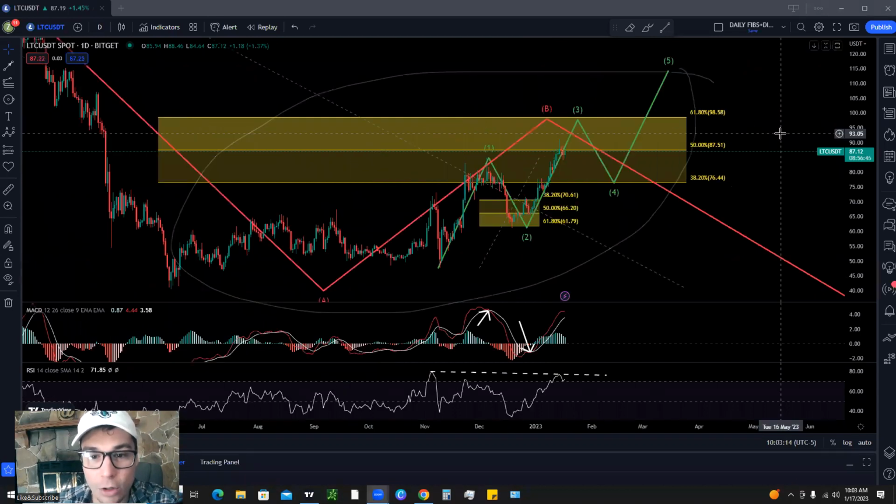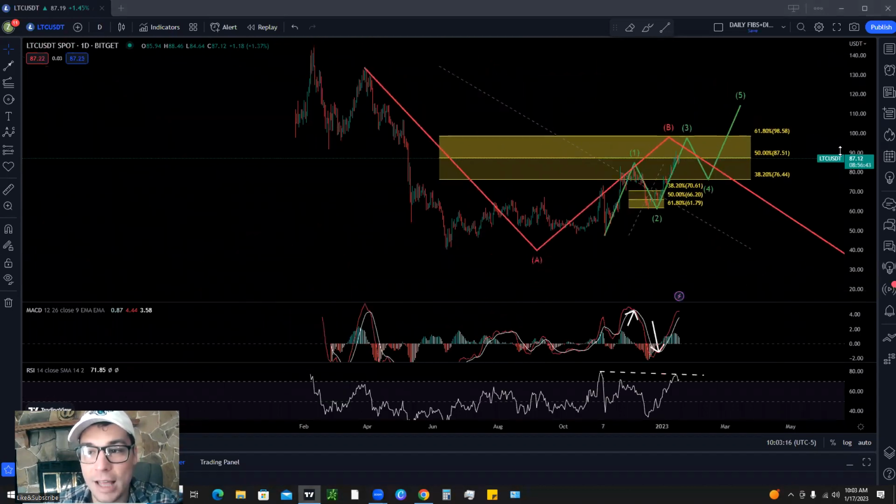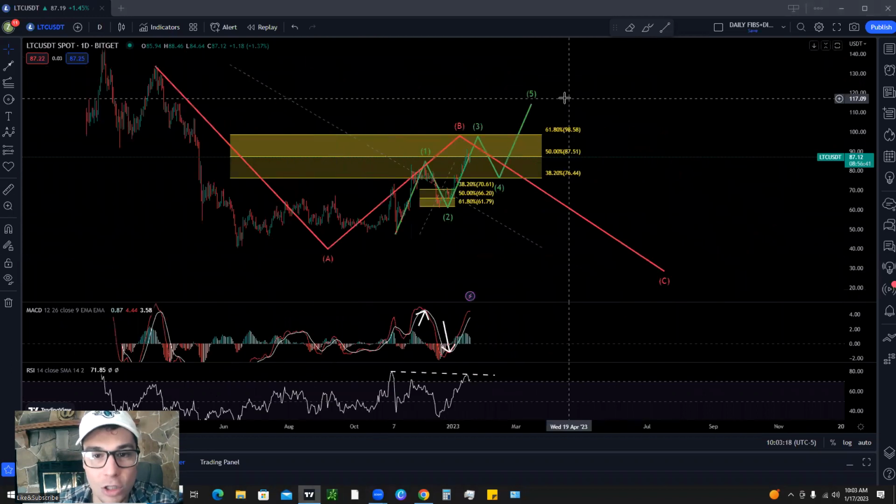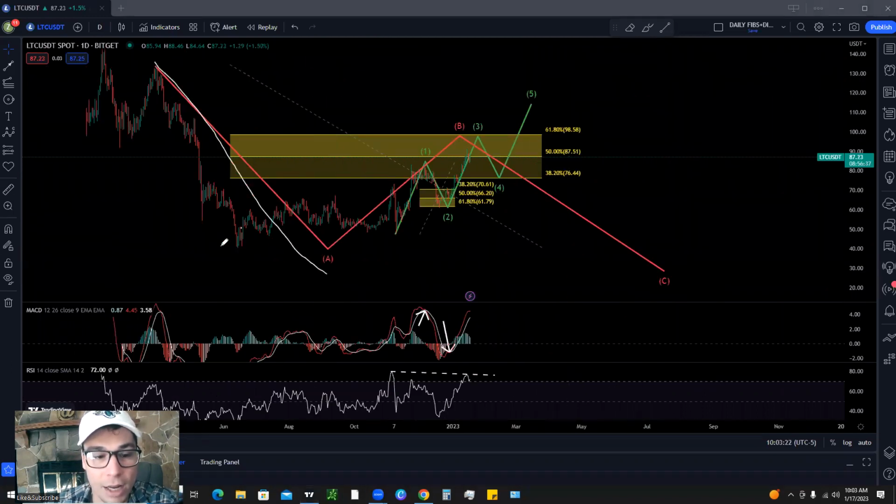If we zoom out, there is a possibility that we're in a much larger ABC move to the downside, right? We have our A wave down here to our lows. We have a healthy retracement up, and we could be getting a continuation to the downside. So I'm going to break down what needs to happen for both of those scenarios to play out so that you really understand what's going on.